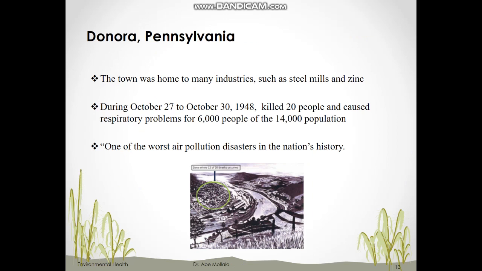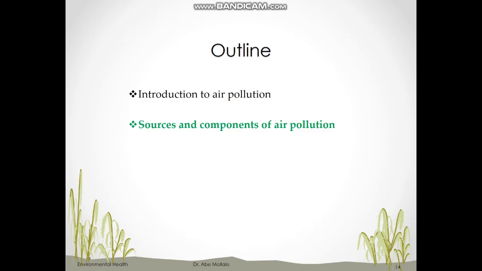This disaster is considered one of the worst air pollution disasters in history because of the topographical characteristics of Donora, which is surrounded by mountains. Air pollution or smog was trapped for 5 straight days and couldn't disperse to other areas to have less effect, and killed some people, especially the elderly, and caused respiratory issues to almost half of the residents. Now let's move on to the next module, major sources and components of air pollution.